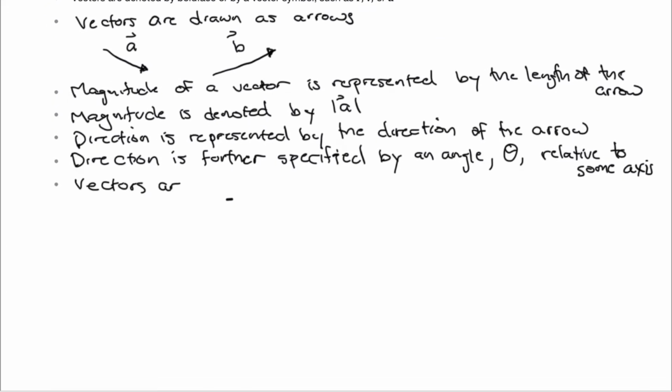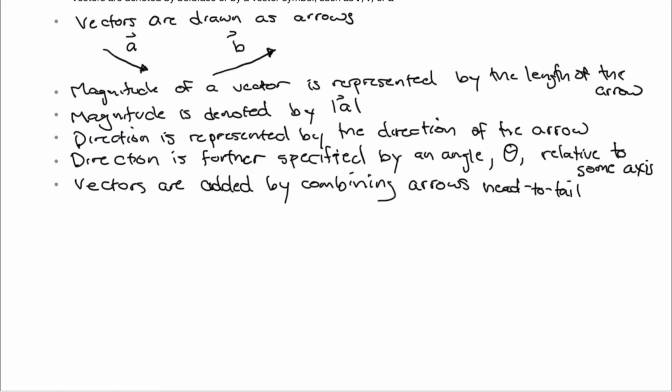We can add vectors just like other mathematical objects. Pictorially, we can add them by combining them head to tail. So if we have A as drawn here, and we have B as drawn here, and we want to add them together, A plus B, to form some vector C, well, we just draw A, and then we draw B with the tail of B leaving from the head of A, and then C is simply the vector that spans from the tail of A to the head of B, as you can see here.